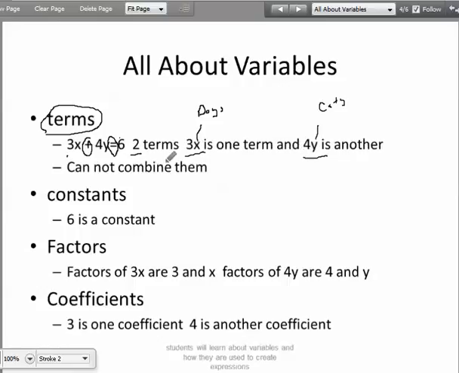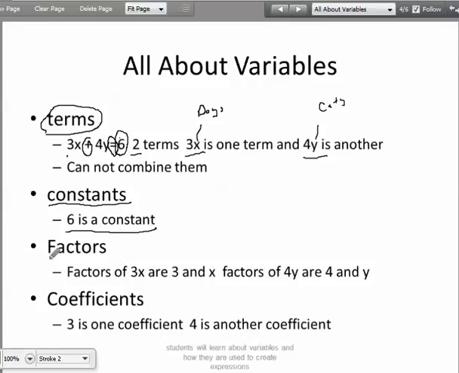So, the other thing that comes up a lot is the thought of a constant. A constant would be this 6 out here at the end. It doesn't have a variable associated with it at all. So it is considered a constant. It stays the same. It never changes no matter what value we put in for the variable.